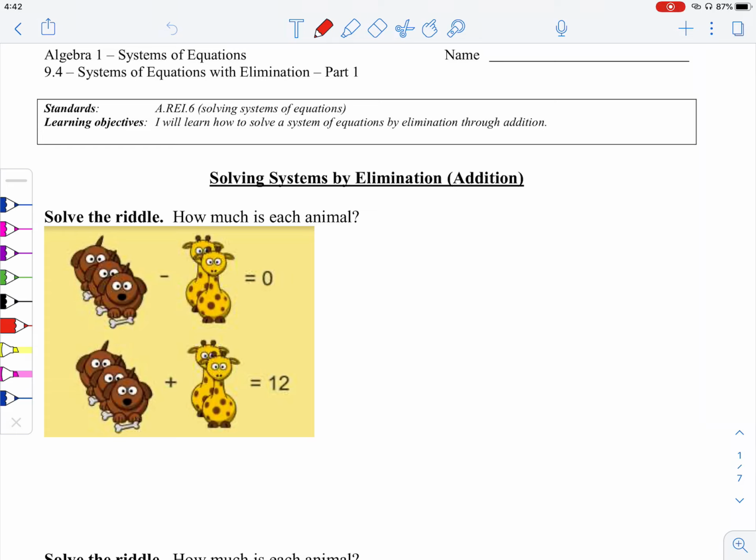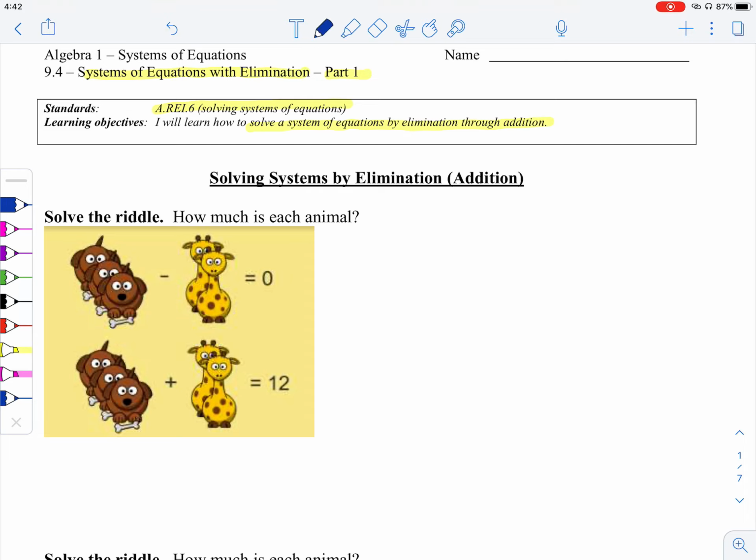Welcome everybody. So this is 9.4 Systems of Equations with Elimination Part 1. So we're doing REI 6, solve a system by elimination through addition. So this first part, solve the riddle. How much is each animal?